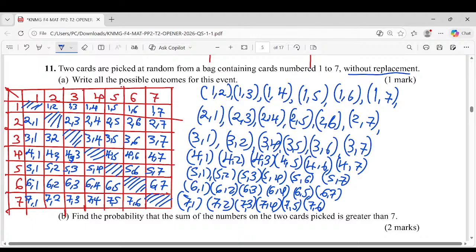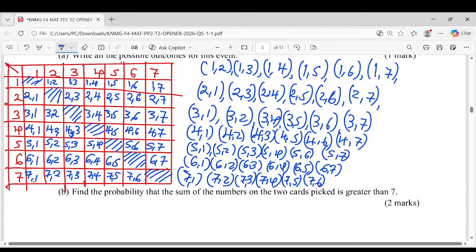Part B, we are being told, find the probability that the sum of the numbers on the two cards picked is greater than 7. So, let us see how we make it. First, how many outcomes are here? They were 1, 2, 3, 4, 5, 6, 7 times 1, 2, 3, 4, 5, 6, 7, but minus 7. So the total is 42.